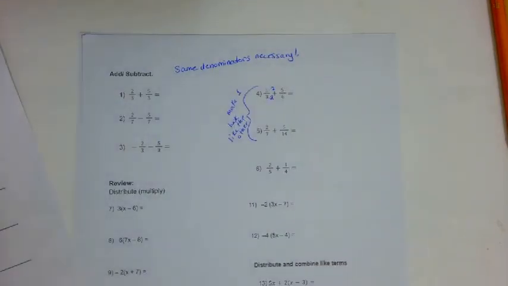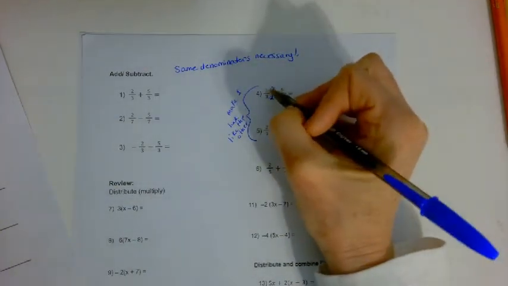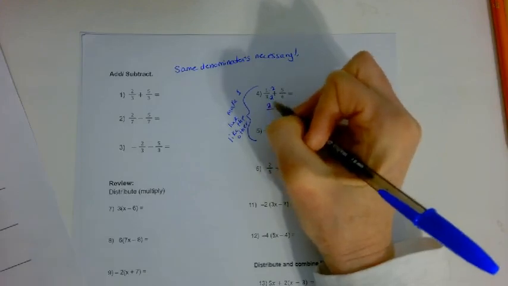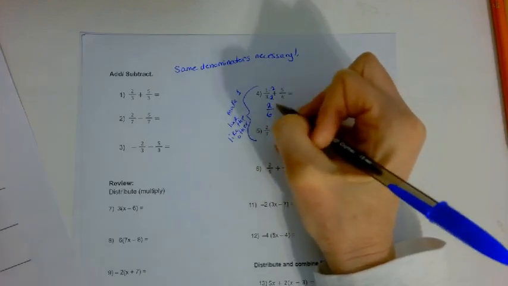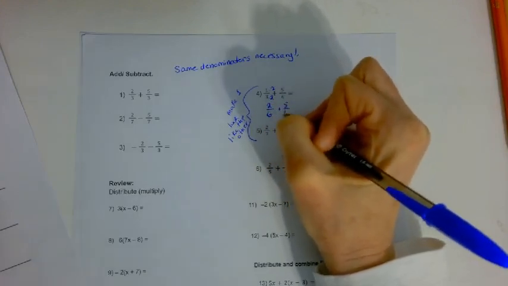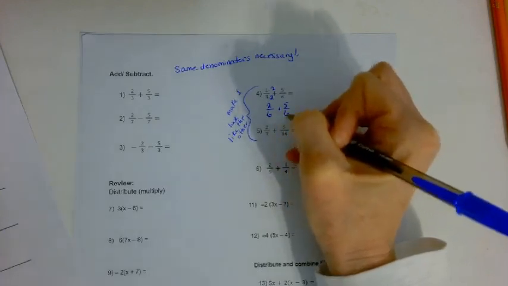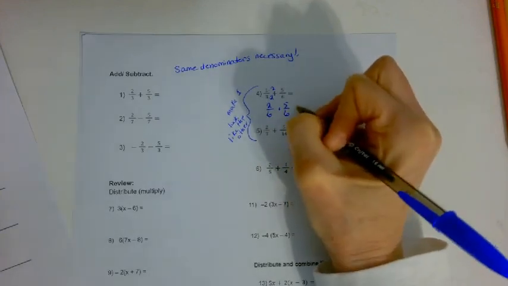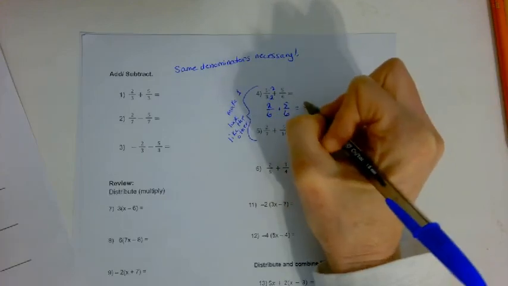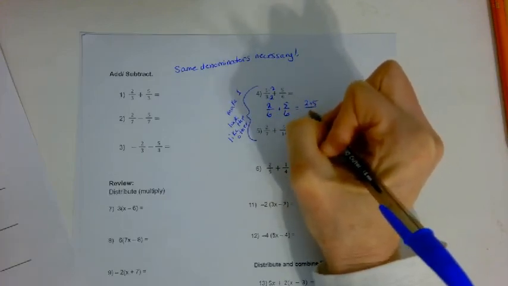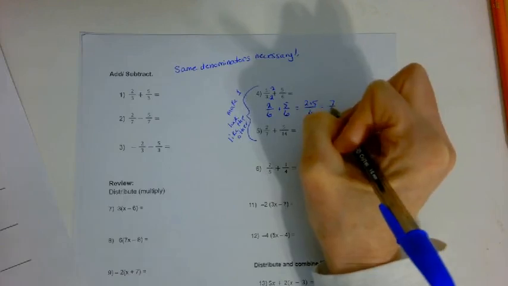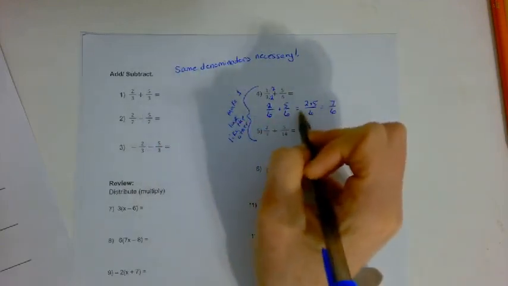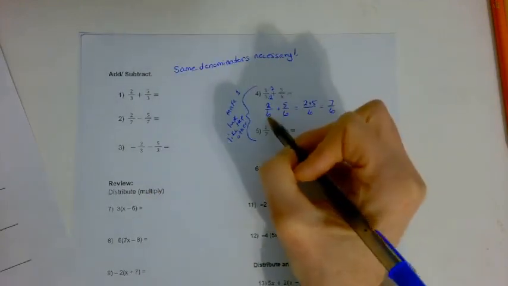So I can change this fraction 1/3. 1 times 2 is 2. 3 times 2 is 6. I've rewritten that, and now I can add that to 5/6 because the denominators are the same. That's necessary when you're adding and subtracting. And so then we just add the numerators, 2 plus 5, and that goes over 6. So that's 7 over 6. And if you didn't remember how to do these, use this example to help you. When the denominators are the same, you just add the numerators.